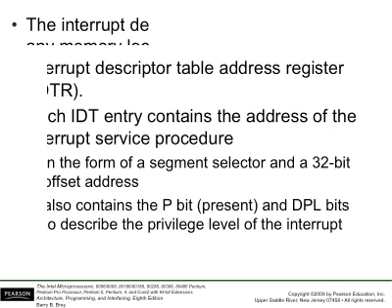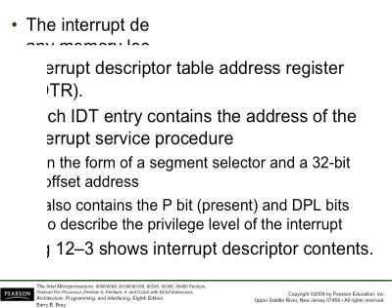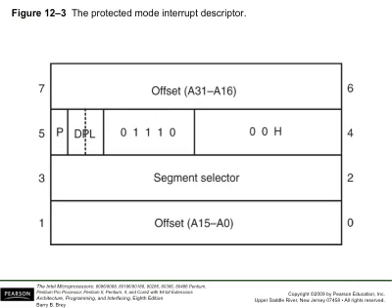In this IDT entry, or in this descriptor, we can also find whether the descriptor is present or not at this point. Also, there's DPL, the privilege level bits, to indicate what the privilege level of the interrupt is. And this is an illustration of that interrupt descriptor table entry. It's essentially an 8-byte structure that stores this interrupt selector and offset and flag bits.